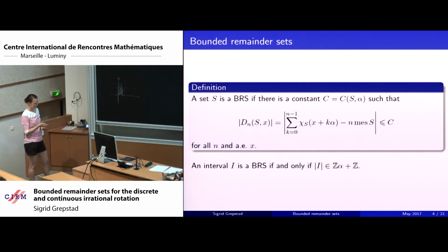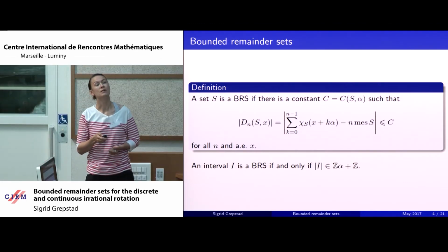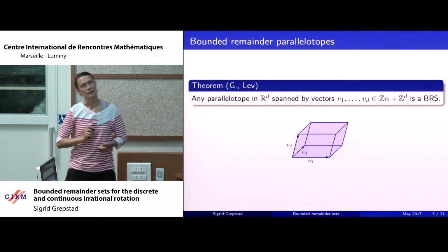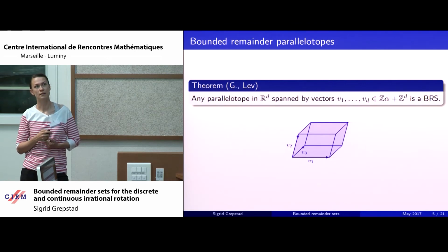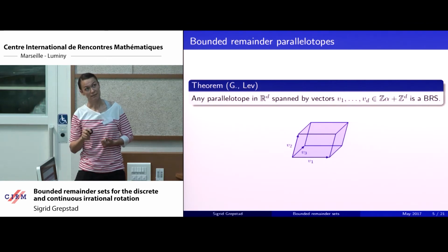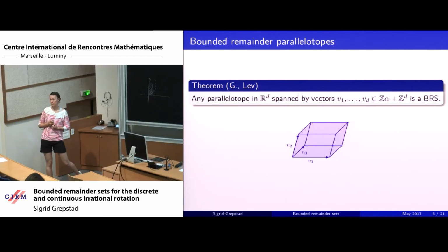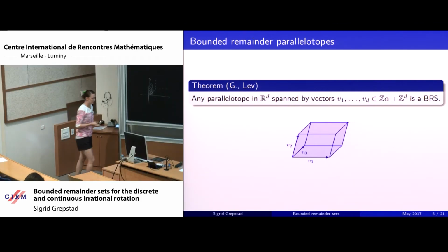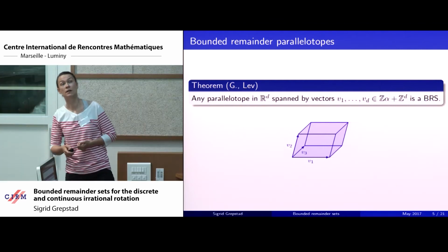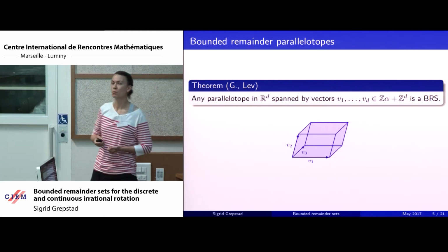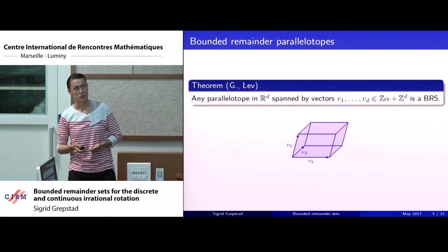And in lack of a better alternative, we started trying to basically guess what they might look like. And we were very pleased, I would say, when we were able to show the following, namely that in higher dimensions, any parallelotope spanned by d vectors v1 to vd, all in Z alpha plus Zd, is necessarily a boundary remainder set with respect to alpha. Right, so if we look at this in just one dimension, then this reduces to the sufficient condition by Hecke and Ostrowski. So at least it's some kind of partial analog in higher dimensions.